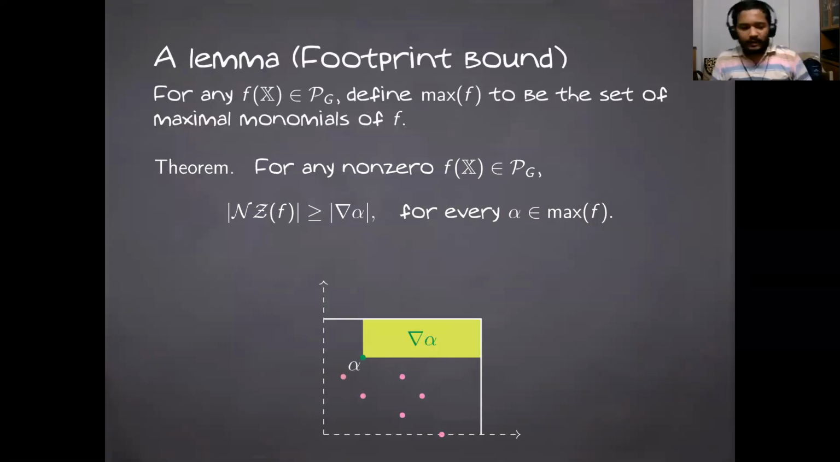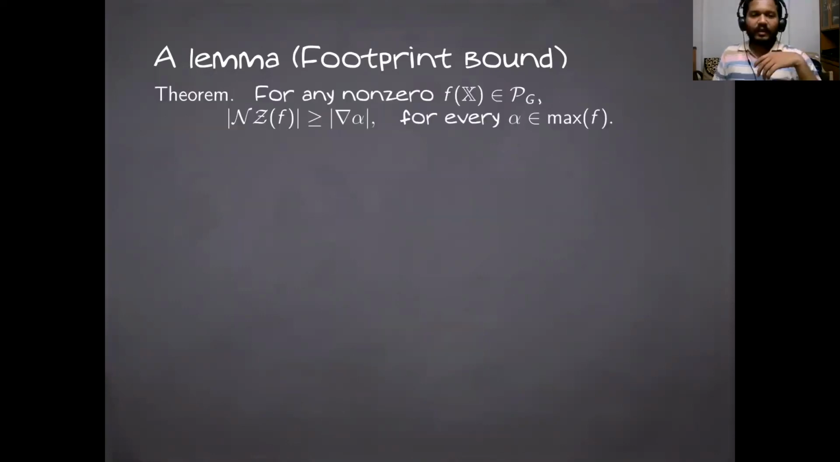So just to illustrate, suppose we have a polynomial which has these pink points and this green point in its monomial support; these are the only monomials that appear there. Then the green point alpha is a maximal monomial here. And the size of the shade of this alpha is a lower bound on the set of non-zero points of the polynomial. How do we see that?